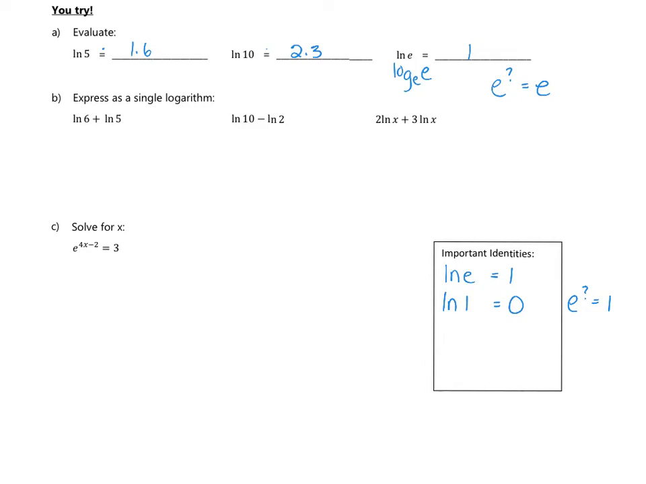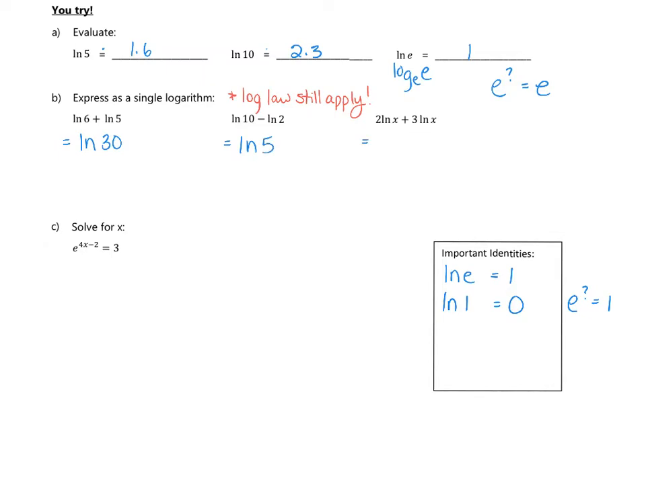So that's the button on your calculator. This is just a special logarithm with the base as 2.7, our value of e. So all your log laws still apply. Let me remind you about those. First, we have our product law, so this can be written as a single logarithm, ln 30. Then we have our quotient law. This can be written as a single logarithm, ln 5.